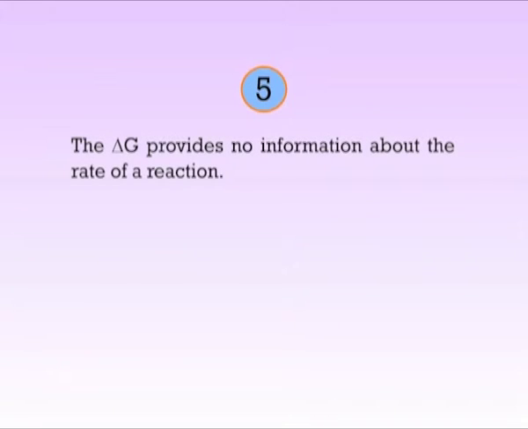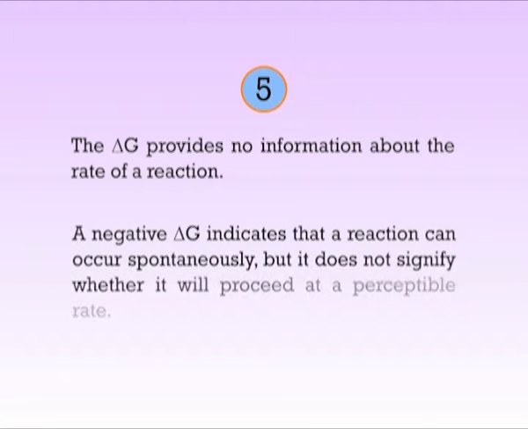Number five, the delta G provides no information about the rate of a reaction. A negative delta G indicates that a reaction can occur spontaneously, but it does not signify whether it will proceed at a perceptible rate.